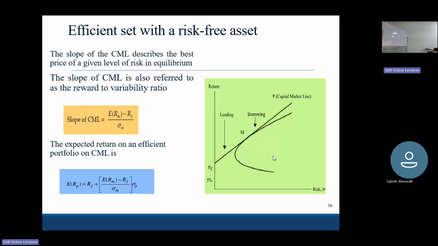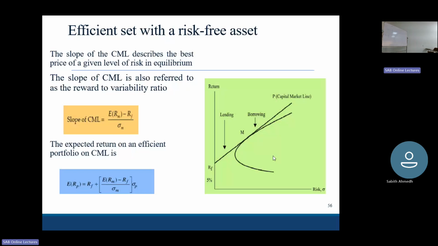Now you know that in the capital market line, all portfolios lying on the capital market line are efficient. All the portfolios on this line are efficient portfolios. So if you want to calculate the expected return for the efficient portfolio, this is the formula. You can calculate the slope of the CML line. You know the formula for the slope is delta y divided by delta x. Based on that, you can estimate the slope.